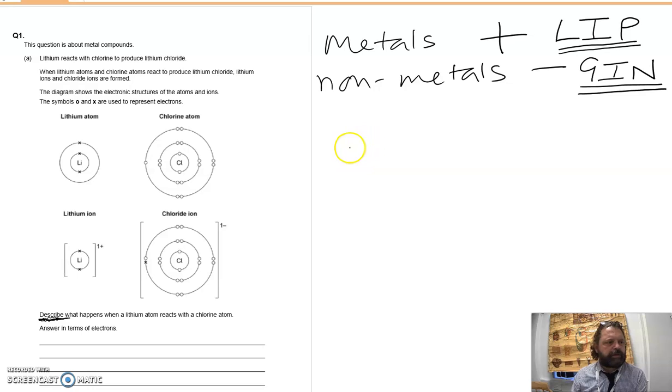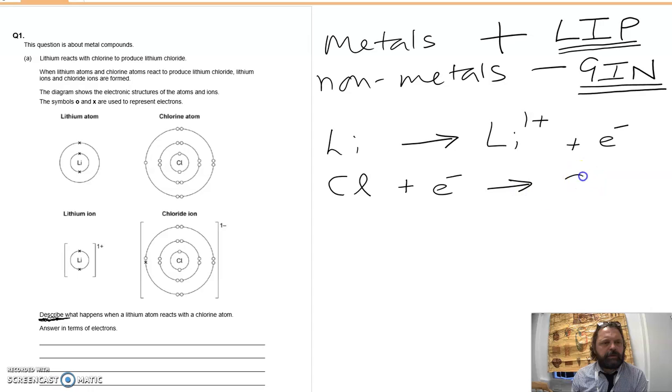So if I'm going to score full marks here, I need to talk about the lithium atoms changing into lithium ions by giving away an electron. At the same time, the chlorine atoms are getting an electron and turning into chloride ions. Notice the lithium has lost an electron, so it's a positive ion, and the chlorine has gained an electron, so it's become a chloride ion.